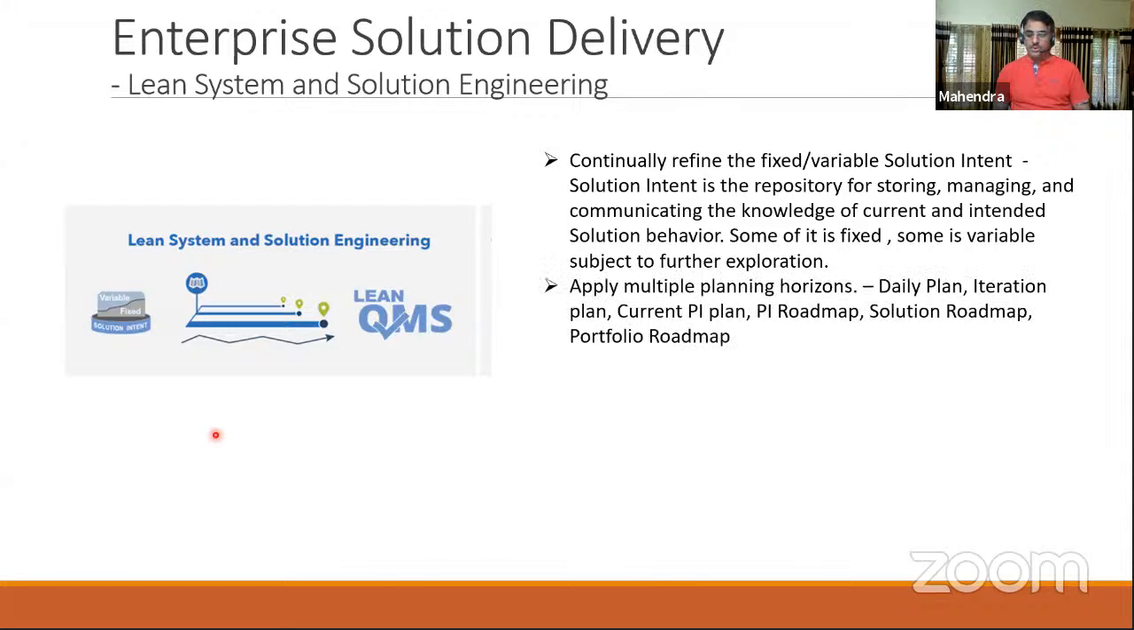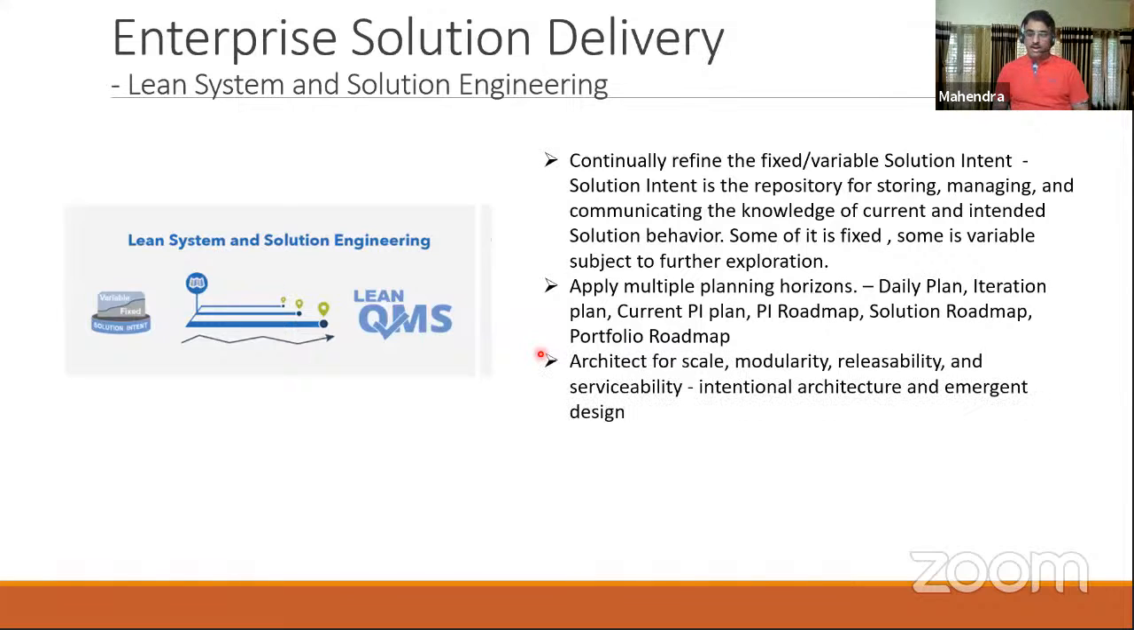And you are talking of planning at multiple levels, right from your daily stand-ups which the teams have, that is also a planning event. If you have read about Mike Cohn, he calls it the planning onion. So you have the daily stand-up, the iteration plan, the current PI plan, the PI roadmap, the solution roadmap, and the portfolio roadmap. The scope of it goes on increasing like the various layers of an onion.